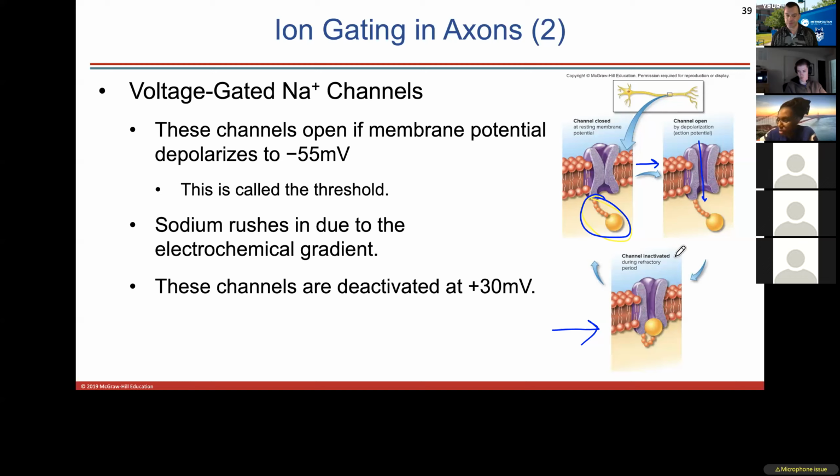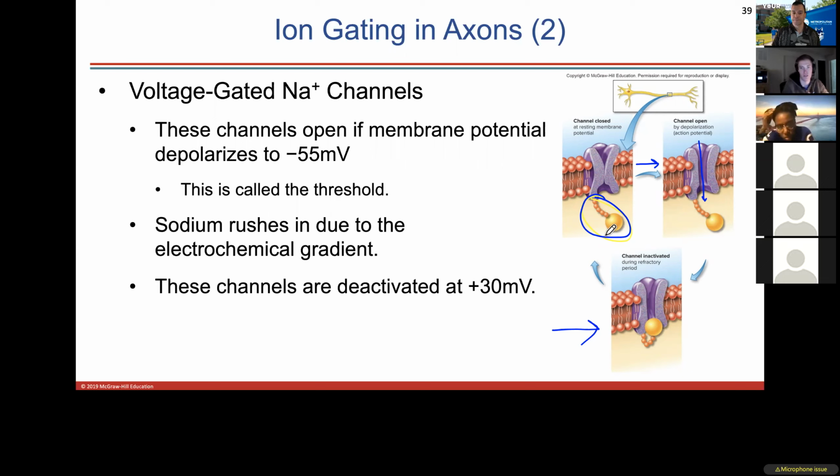When we get to plus 30, it becomes inactivated. It's referred to as an inactivated channel or an inactivated state. What does that mean? I have plugged the hole. This little inactivation gate is just a protein chain that comes up, like putting a stopper in a sink. Then it resets itself and closes, and that little ball and chain goes back to its normal resting state. So it's what allows the channel to close first.